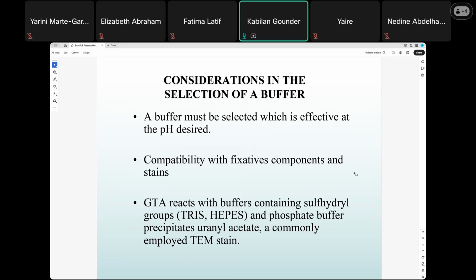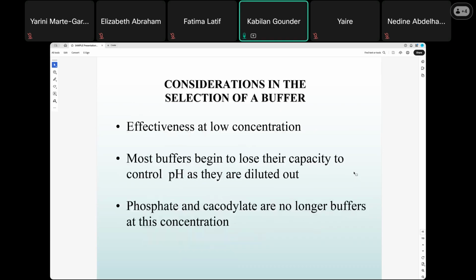Next is glutaraldehyde. Paraformaldehyde is the ideal fixative. Occasionally, glutaraldehyde is also used. This one always reacts with the sulfhydryl group, and phosphate buffer precipitates uranyl acetate, so it is commonly employed in TEM with this type of experiment. We will discuss this some other day. Also, when you use a buffer, it should be effective at a low salt concentration.